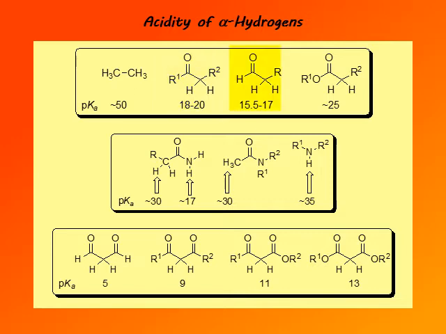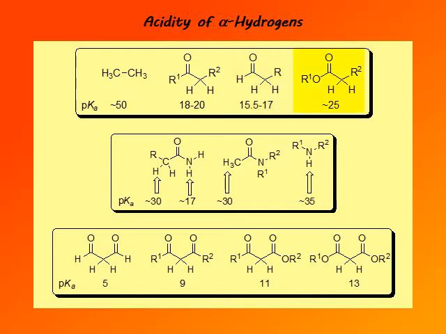Aldehydes are considerably more acidic than ketones. Note that the pKa value is a logarithmic scale. So depending on the nature of the substituent R, the pKa value of an aldehyde is between 15.5 and 17.